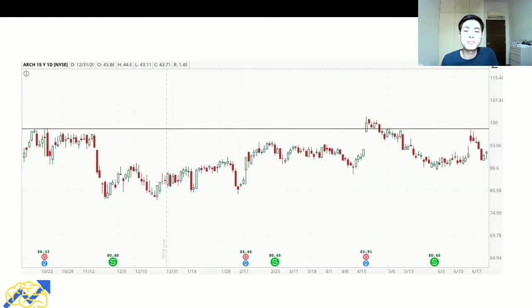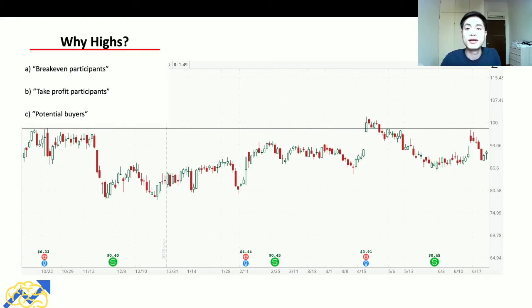If we take a look at this price chart taken from Thinkorswim, we see a resistance level on our price chart. The previous high was at the left side of the price chart over here. Moving towards the right side of the chart, when prices reached this previous high level, prices encountered resistance and bounced back down. Let's take a look at the 3 reasons why prices are likely to decline from the previous highs level. The 3 reasons are because of the break-even participants, the take-profit participants, and the potential buyers.